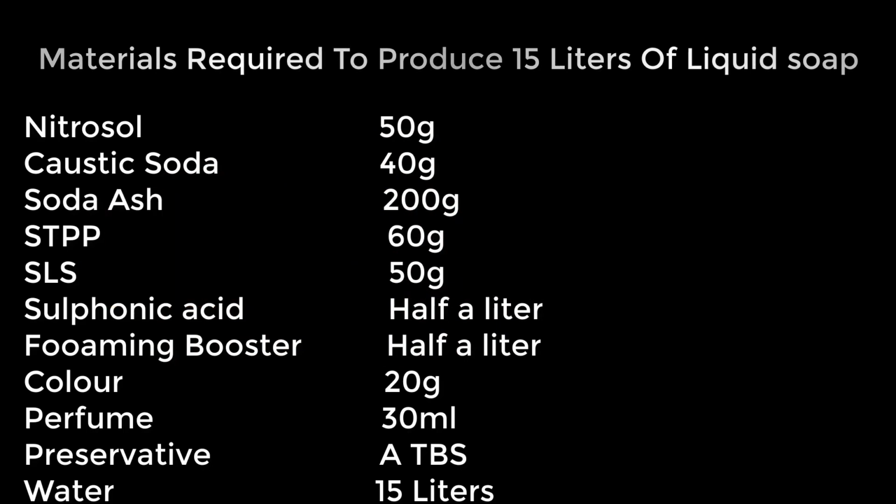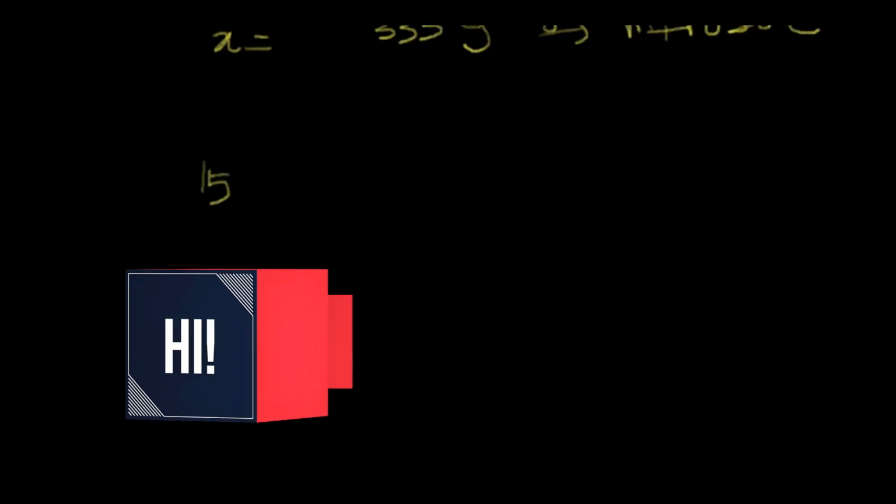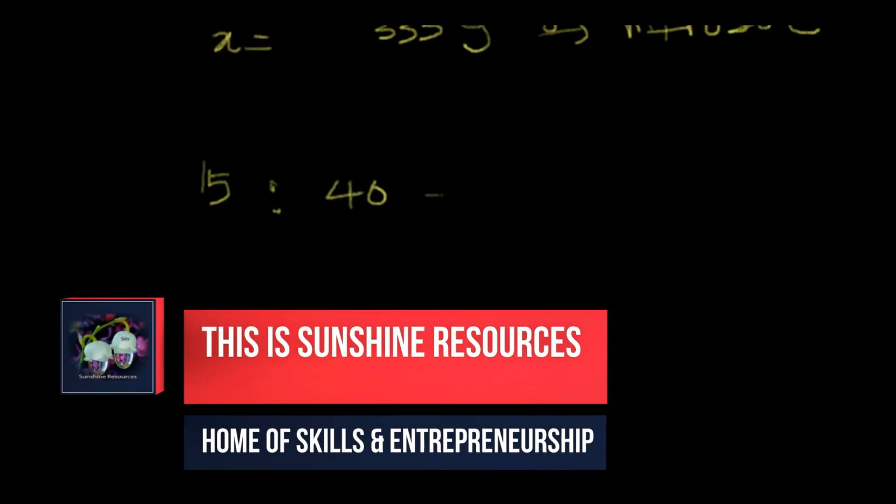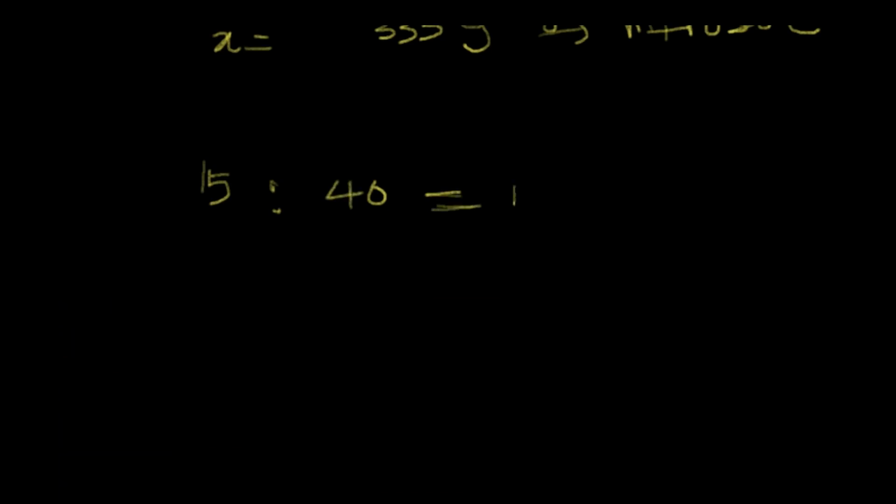To produce 15 liters of liquid soap, we require 40 grams of caustic soda. That of nitrosol is 50 grams. Now let's represent them in the ratio format. We will say 15 ratio 40, and we'll call this ratio C.